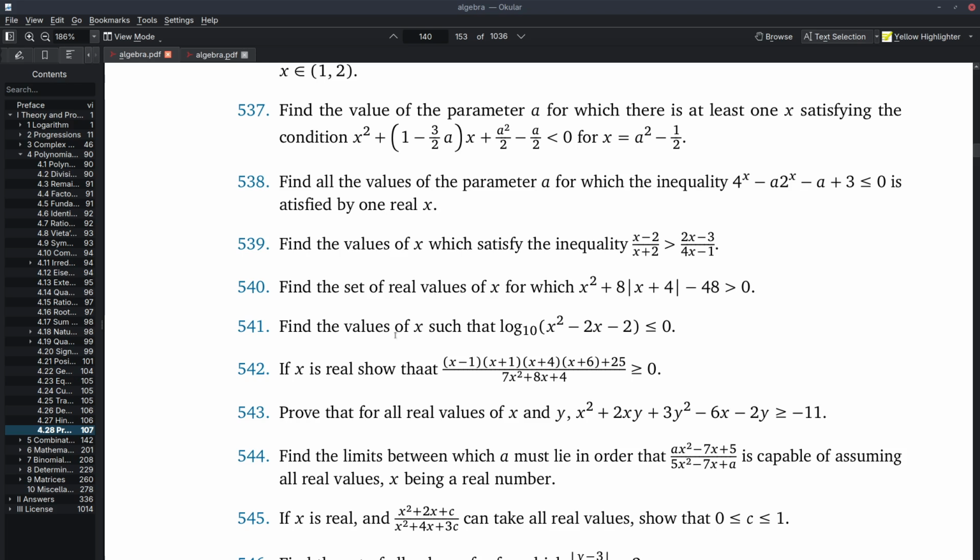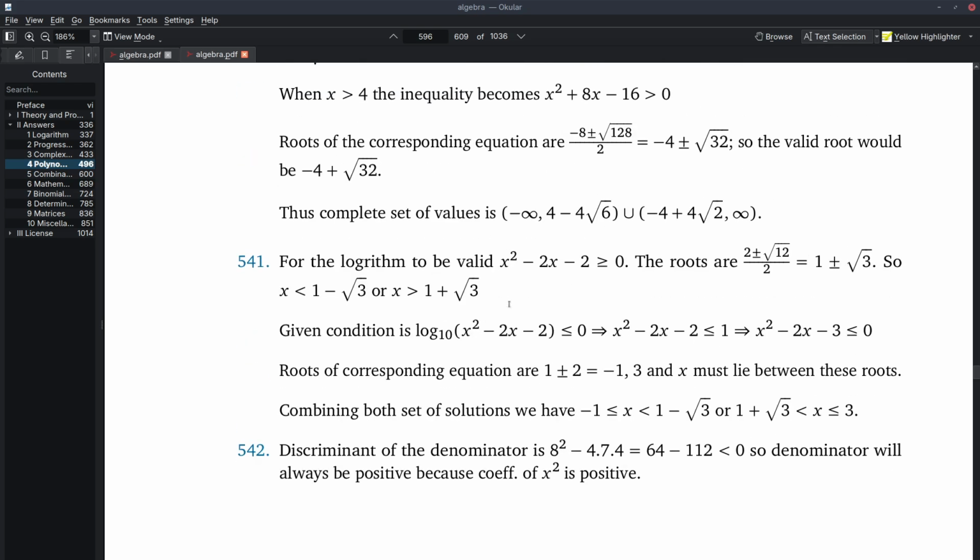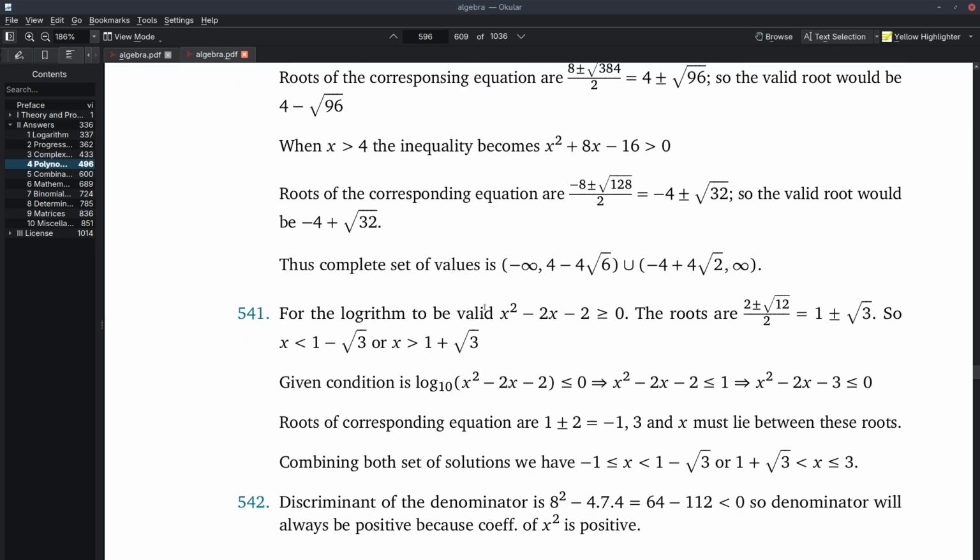541 says that find the values of x such that log of x square minus 2x minus 2 less than or equal to 0, where base is 10. So for logarithm to be valid, x square minus 2x minus 2 has to be greater than 0. Okay, so the roots would be 1 plus minus square root of 3. So x should be either less than 1 minus root 3 or x should be greater than 1 plus root 3.